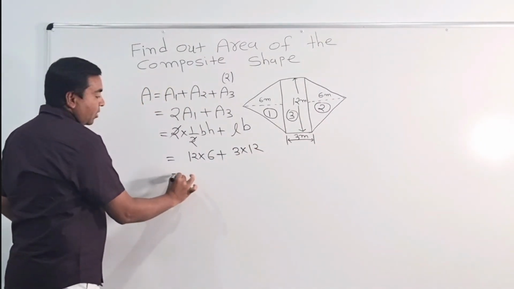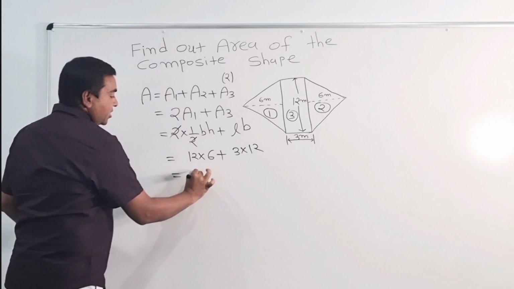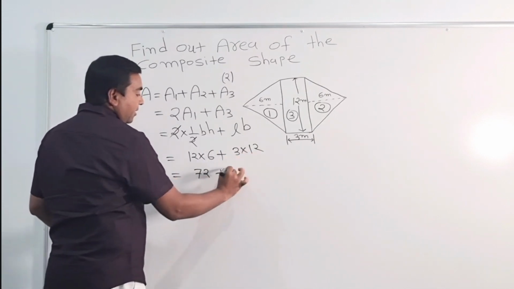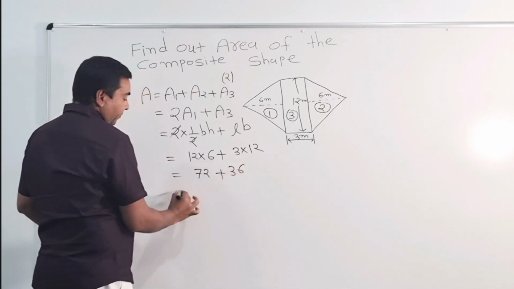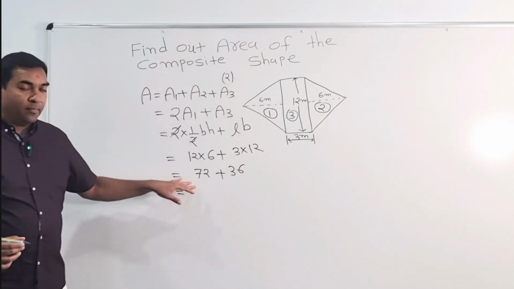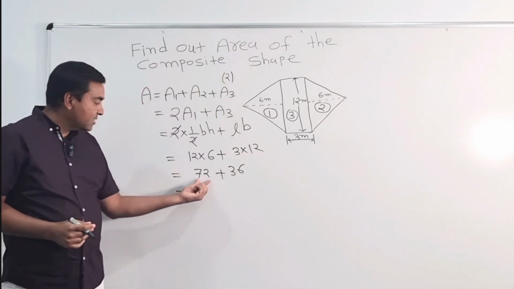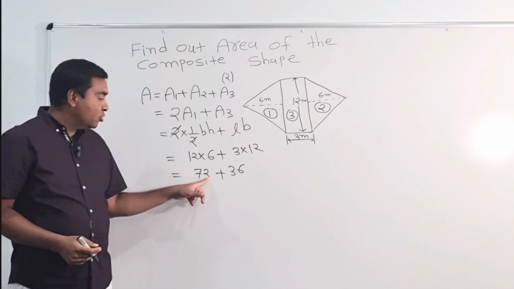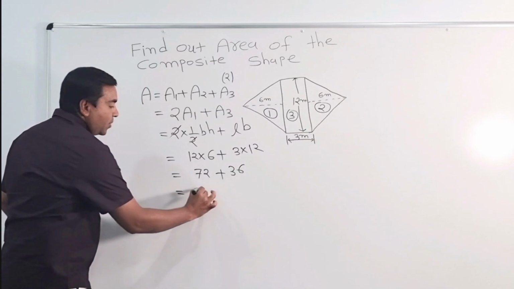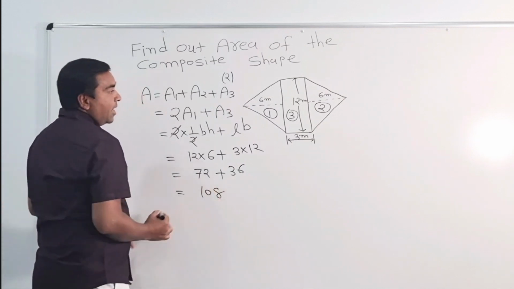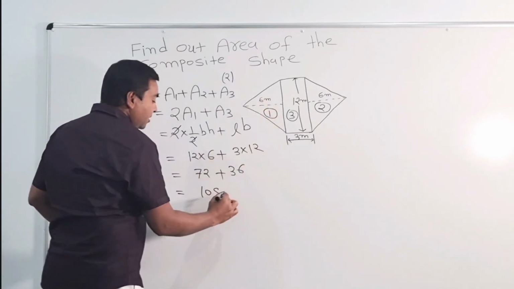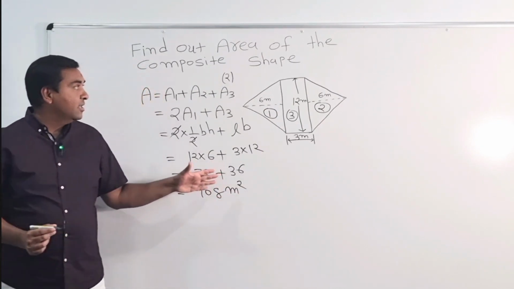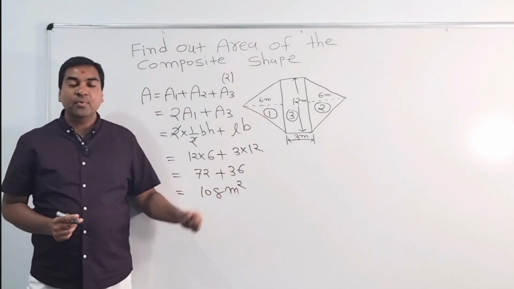Now I can just work it out. 12 6s are 72, and 12 3s are 36. If I now add them, the simple little trick is 70 plus 30 is 100, and 2 plus 6 is 8. So that's going to be 108. And the unit again, guys, is meters, so I've got to write that it is in meters squared. And this is the area of this composite shape.